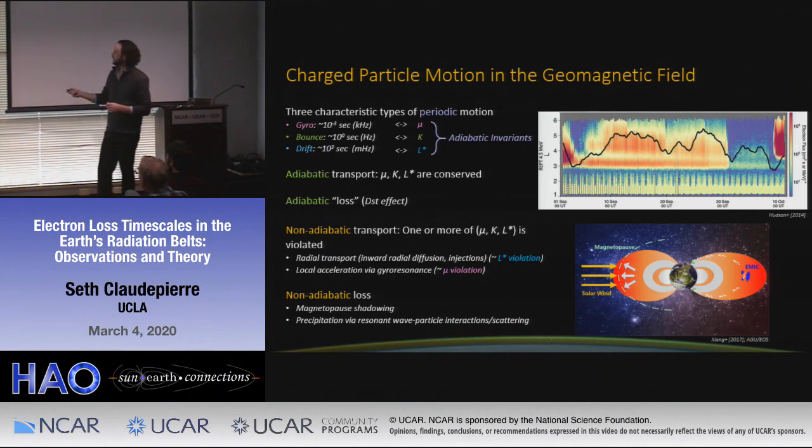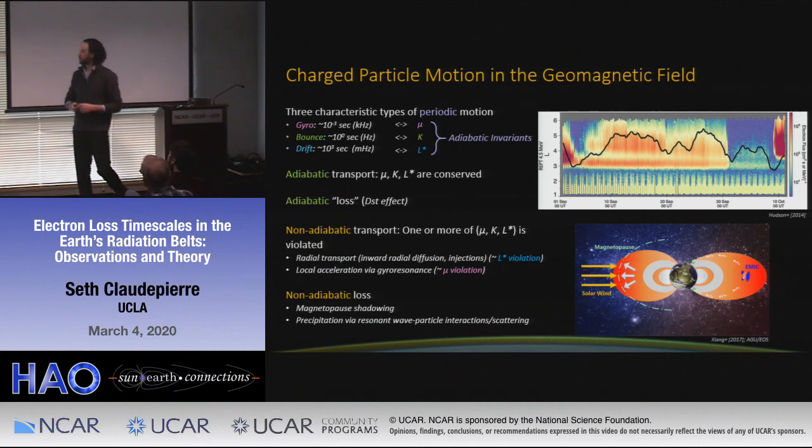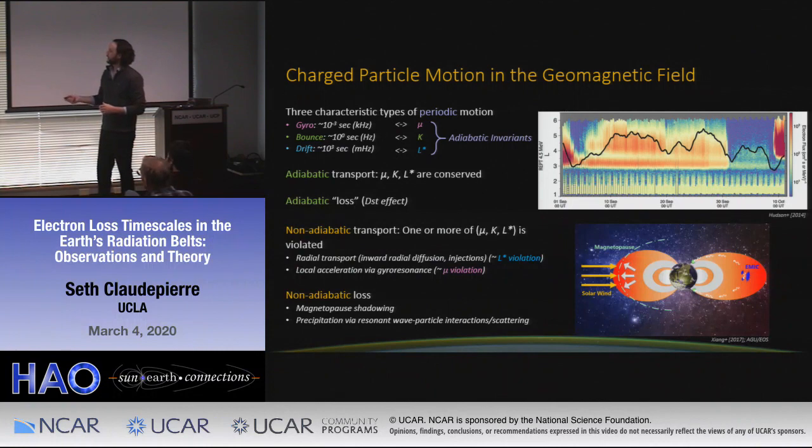This is the inner belt down here. This is that third belt that appeared, and this is the reformation of the outer belt. So the outer belt has this two-belt structure. The radiation belts are very dynamic. We all know that. And this is all that non-adiabatic behavior that produces these dynamics.